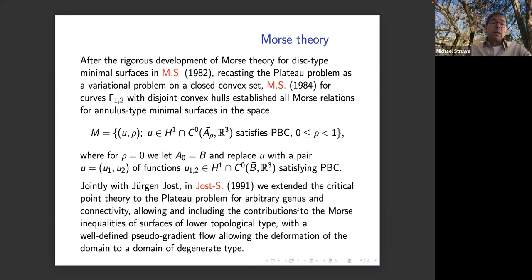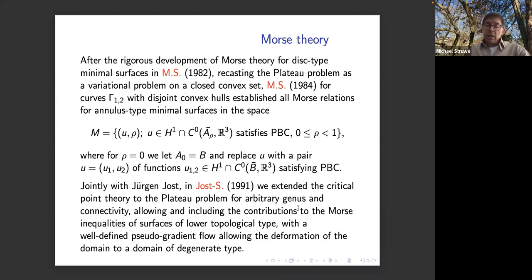And then afterwards, jointly with Jürgen Jost in 1991, we extended the result even further and were able to deal with domains of arbitrary genus and connectivity, allowing and including the contributions to the Morse inequalities coming from surfaces of lower topological type. And I guess this is a very, very satisfying way of dealing with this topological degeneration in this classical problem.